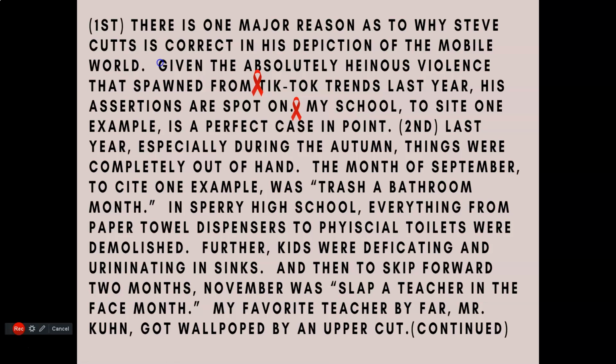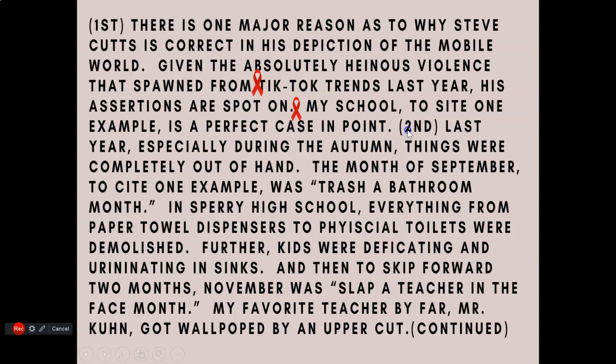My school, to cite one example, is a perfect case in point. So what did Patrick the Elephant just promise us? What must come in the second premise if the line of reasoning is to stay intact? Well, we're going to put a ribbon around the trunk of TikTok trends, and we're going to put a ribbon around my school. So you have to talk about the mobile world, of course, because that's part of the prompt and the thesis, as it intersects TikTok trends and my school.